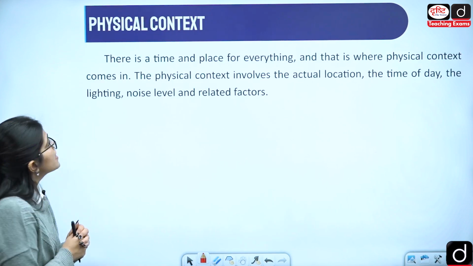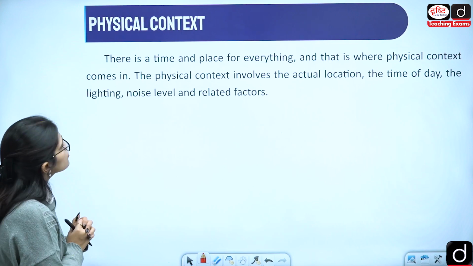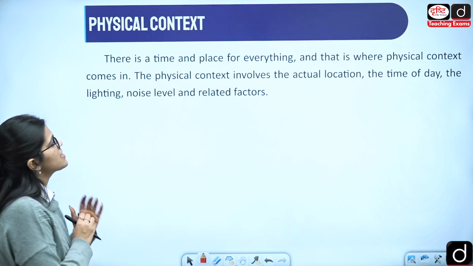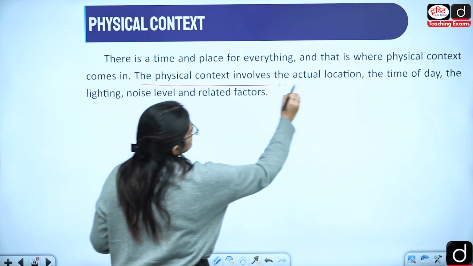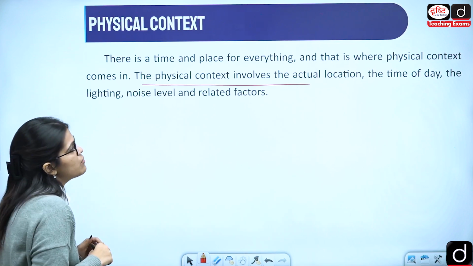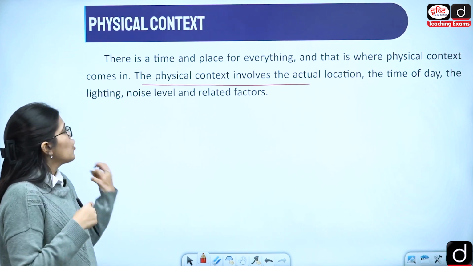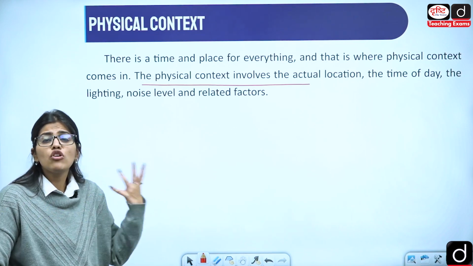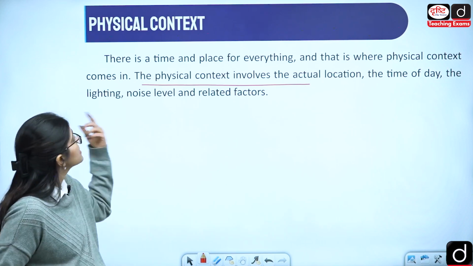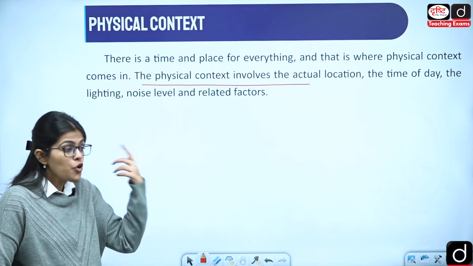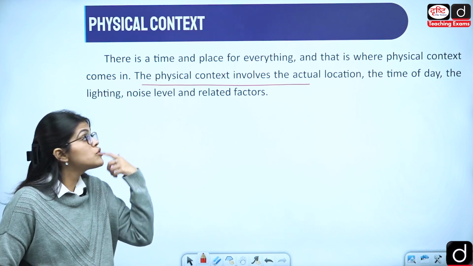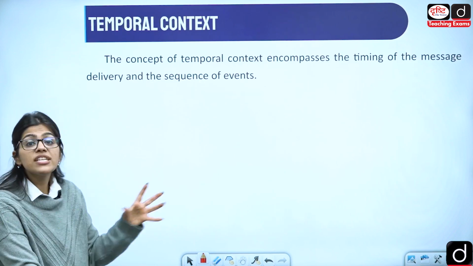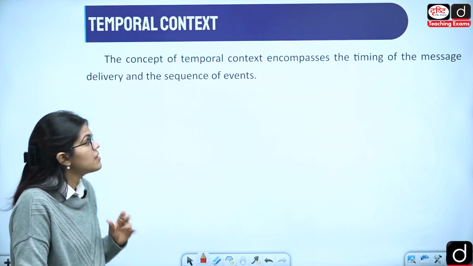Then comes the physical context. There is always a time and place for everything, and that is where the physical context comes into the picture. The physical context involves the actual location, the time of the day, the lighting, the noise level, or related factors. So if you are talking to someone and there is a lot of noise, you're not able to understand things because there is too much noise. That is the physical context. In fact, the noise is also a physical barrier in between.